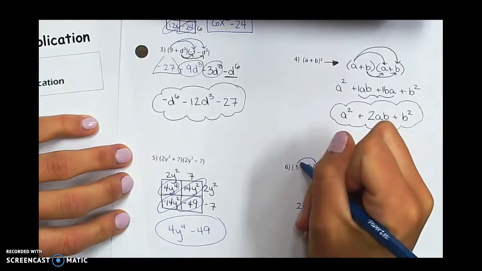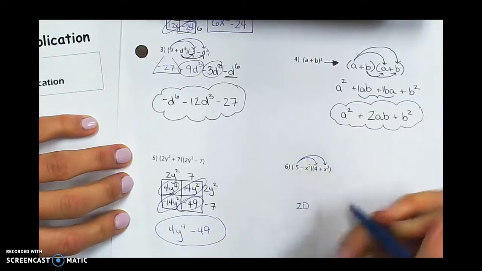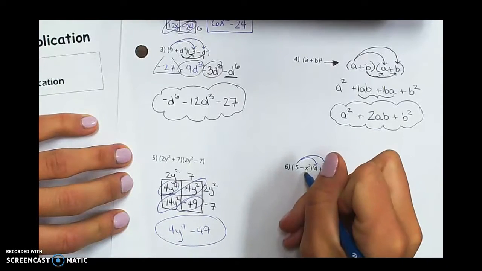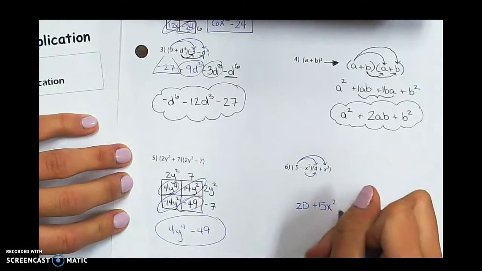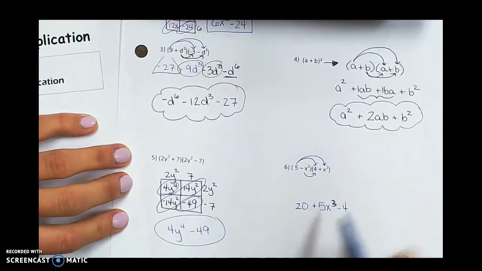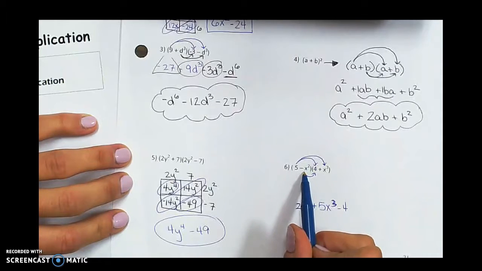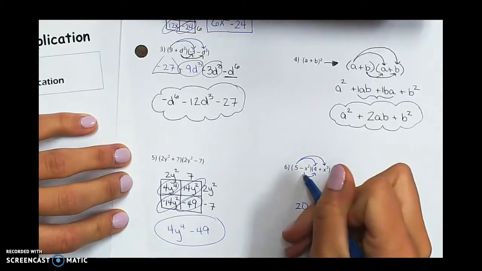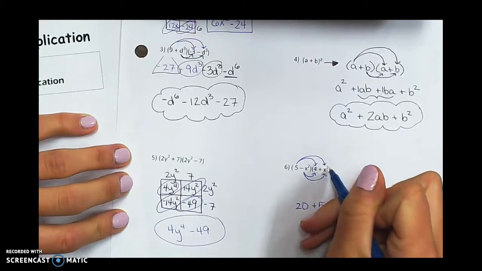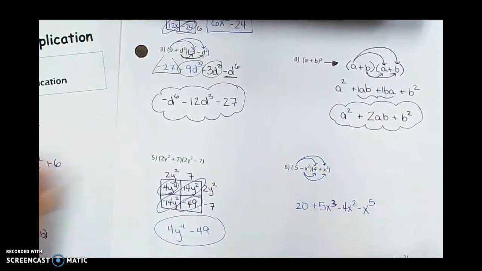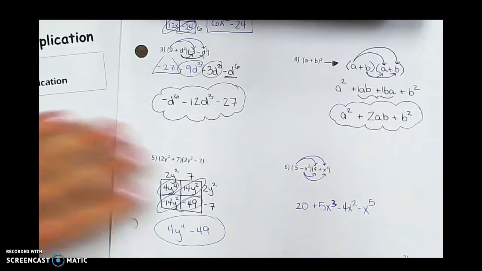All right, then I'm going to go 5 times x to the third is going to give me plus 5x to the third. Negative x squared times 4 is negative 4. Oops, this was a third. Sorry about that. So that should be 5x to the third. Minus negative x times 4 is negative 4x squared. And then negative x squared times x to the third is going to give me a negative x to the fifth. Okay, now we want to make sure we write this in standard form.